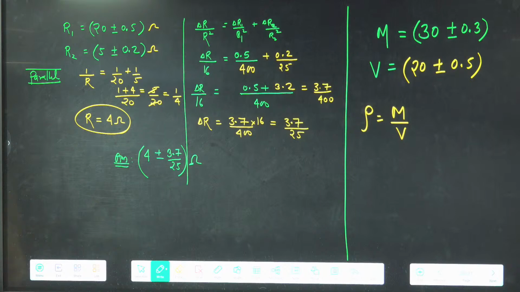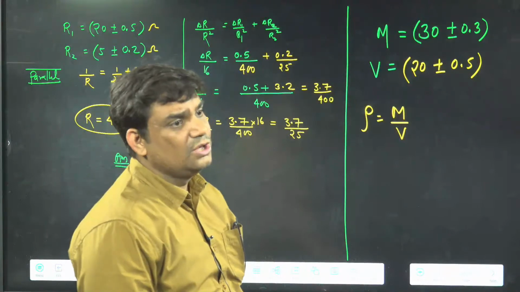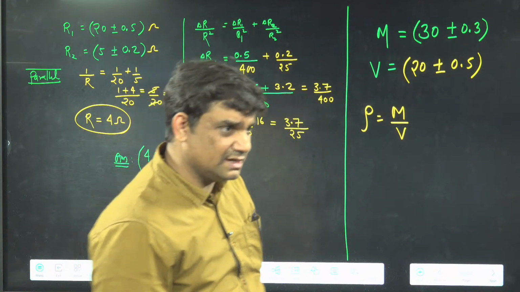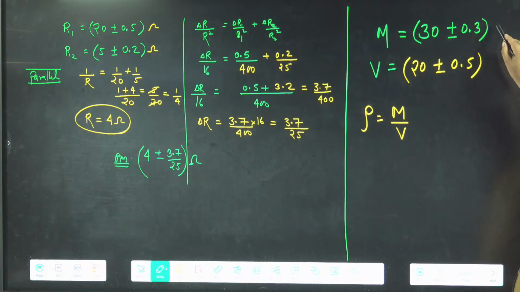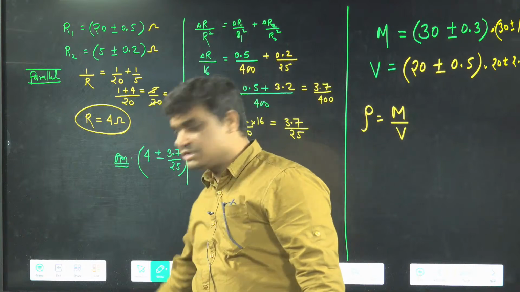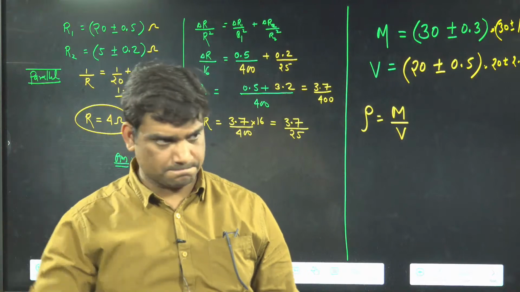Before leaving this class, if you are able to tell, very good. Otherwise, you can answer. Percentage error you have to find. That will be 0.3 by 30 into 100, which is 1%. So 30 plus minus 1%. And here 0.5 by 20 into 100 is 2.5%. So total 3.5%. So this is the homework. Other things we'll do later on. Bye.